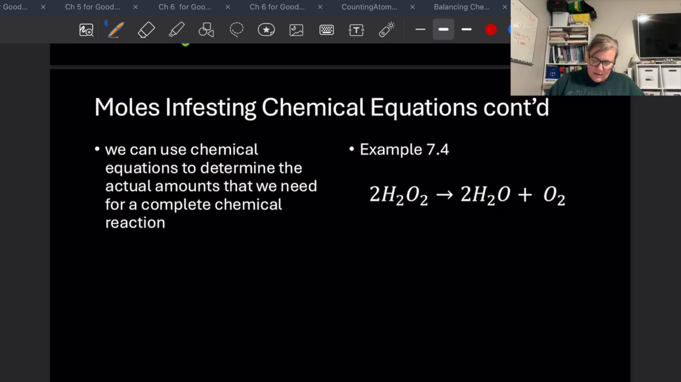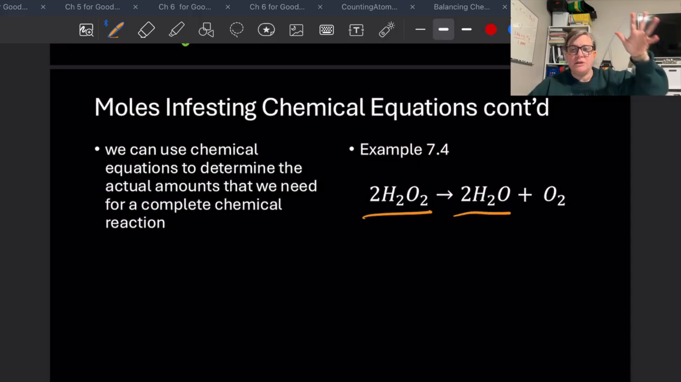Okay, so example 7.4. We've got this equation. We've got hydrogen peroxide, H2O2. So we've got 2 moles of H2O2 decomposing to make 2 moles of H2O, which is going to be water, and 1 mole of O2, which is going to be a gas.